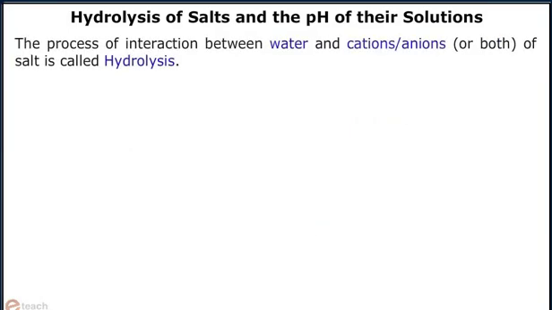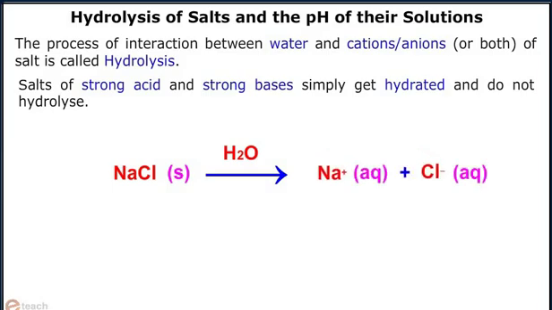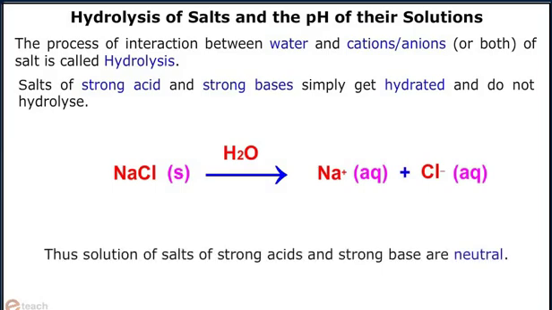The process of interaction between water and cations or anions or both of salt is called hydrolysis. Salt of strong acid and strong bases simply get hydrated and do not hydrolyze. For example, NaCl on hydration gives Na+ plus Cl-. Thus, solution of salt of strong acids and strong base are neutral.